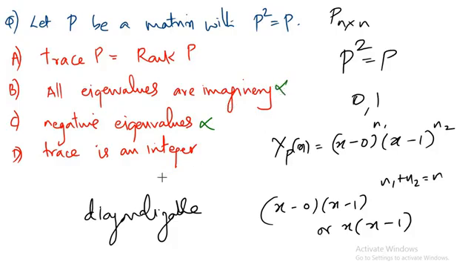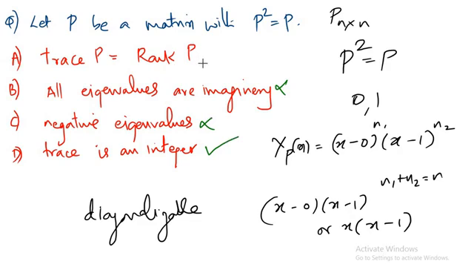Now if you think about the trace of this particular matrix P, the question is whether it is an integer. You can see the eigenvalues are zeros and ones, so we can guess the trace to be an integer itself, because the trace is nothing but the sum of the eigenvalues of that matrix. So this answer is true.